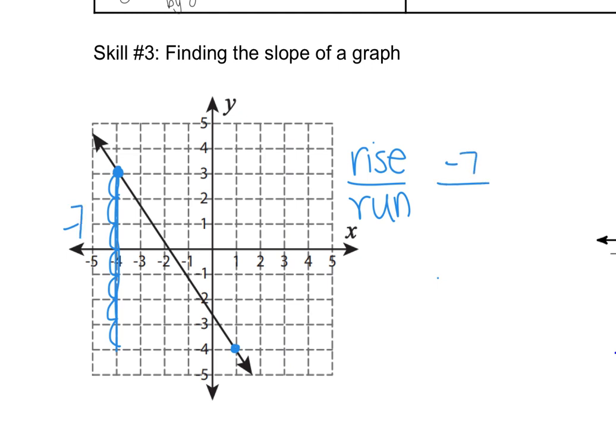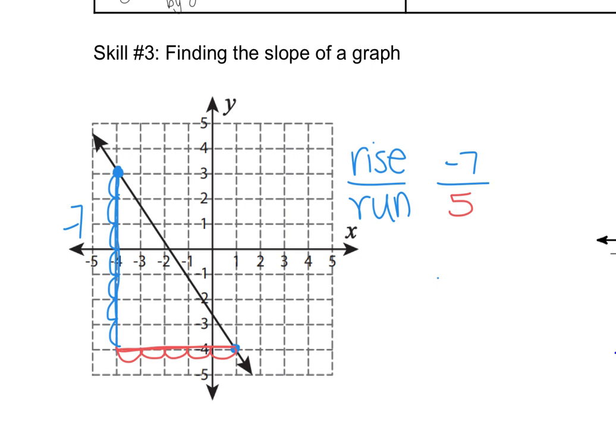So then my run is how far to the right I go. So from where I just left off, I go to the right to get to my next point. 1, 2, 3, 4, 5. And I'm going to the right, so that's the positive direction. So my rise over run would be negative 7 over 5.